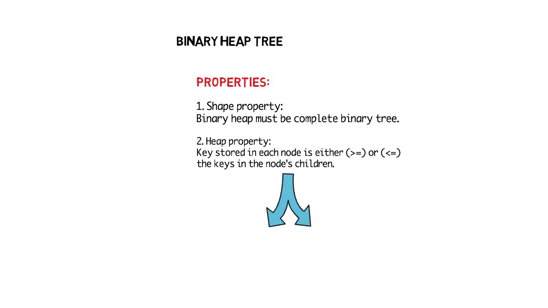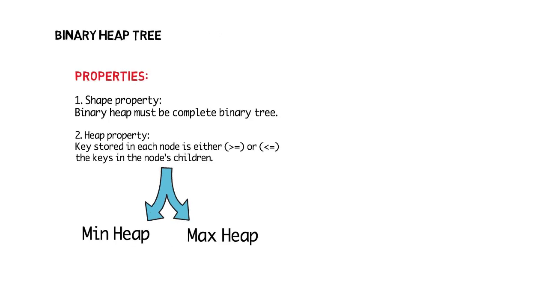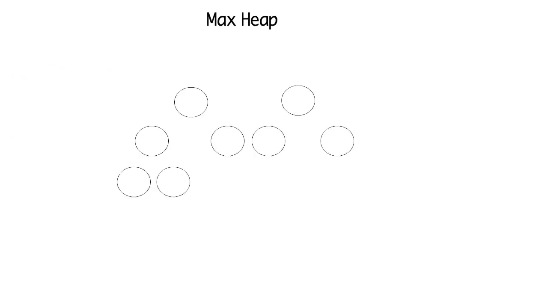If the key stored in each node is greater than or equal to the keys in the node's children, then the heap is referred to as max heap. And if the key stored in each node is less than or equal to the keys in the node's children, then it is referred to as min heap. Now let's see an example of a max heap tree and its array representation.